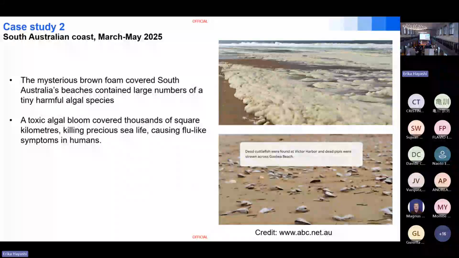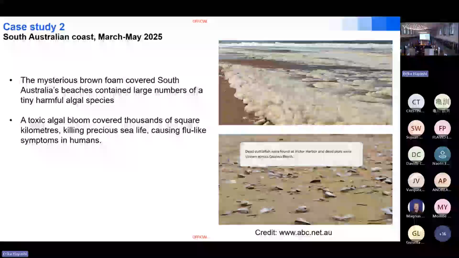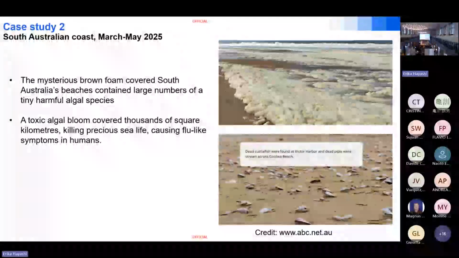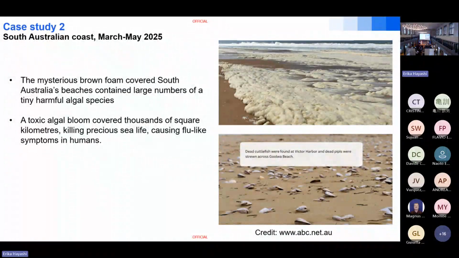The other case study is about the South Australian coast. This March, between March and May, there was a mysterious brown foam that covered South Australia's beaches. It killed precious sea life, and people who were on the beach at that time complained about flu-like symptoms, red eyes, and that sort of thing. And the government actually had to close some beaches to public access.